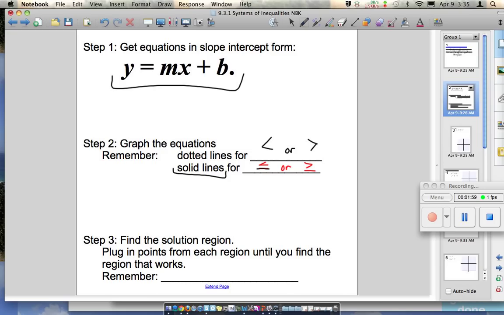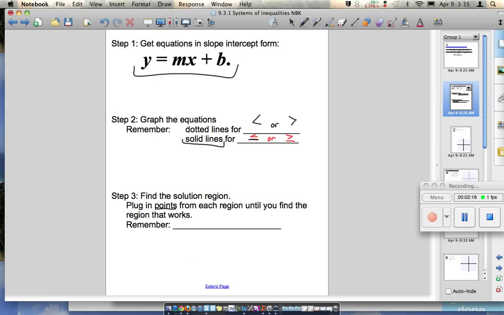So we're going to graph the equations with the proper line, and then we find the solution region. Now this is the tricky part. This is the extra step. We have to plug in points, and we're talking about multiple points from each region until you find the region that works. Remember, two things you have to remember: test all regions and all inequalities, because they're not equations, they're inequalities. So let's see that in action.